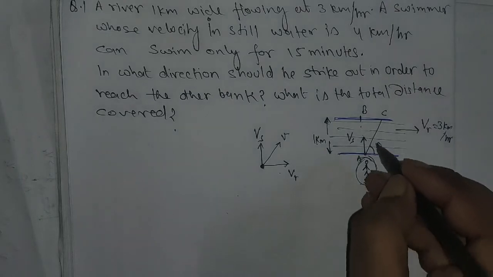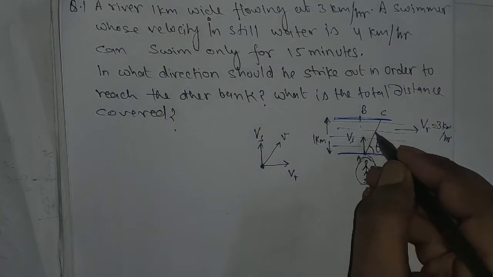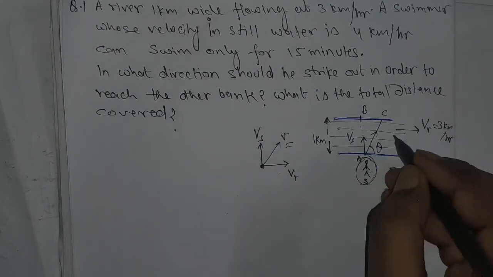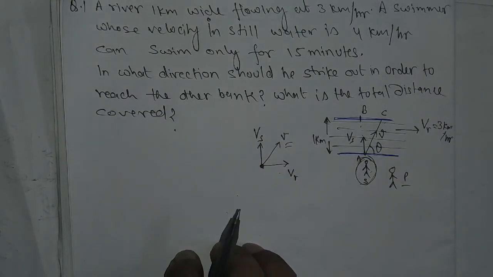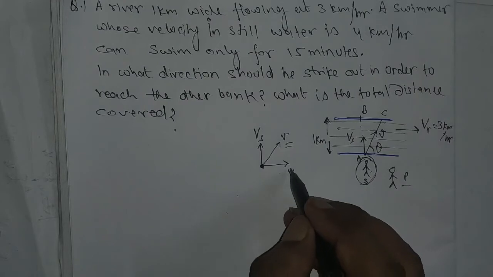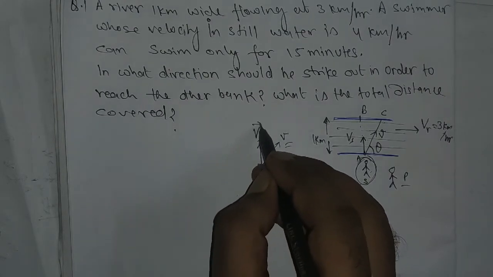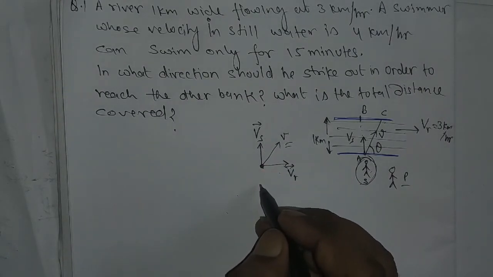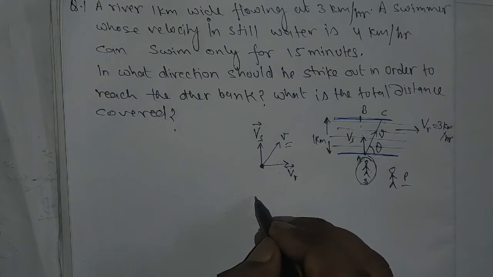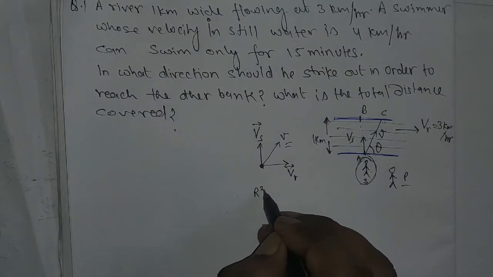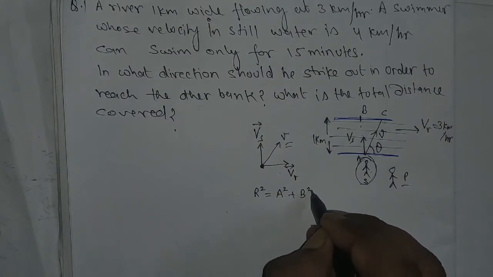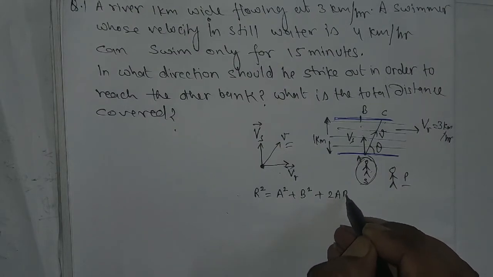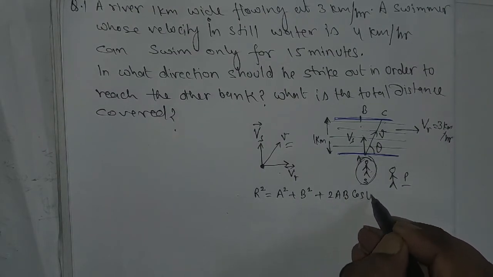Students, the direction of velocity V will be along AC. This will be the direction of velocity. So students, see here, if the angle between two vectors is 90 degrees, then what will be the resultant vector? You have been taught that the resultant of two vectors, R square is equal to, if the first vector is A, then A square, then second vector is B, then B square plus 2AB cos theta.